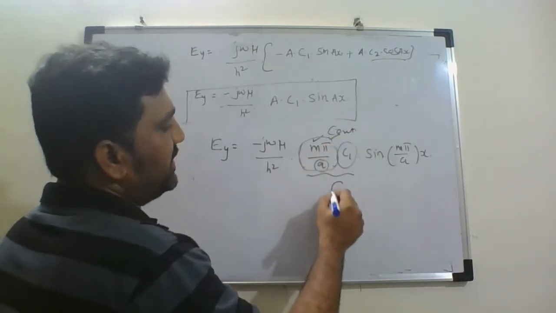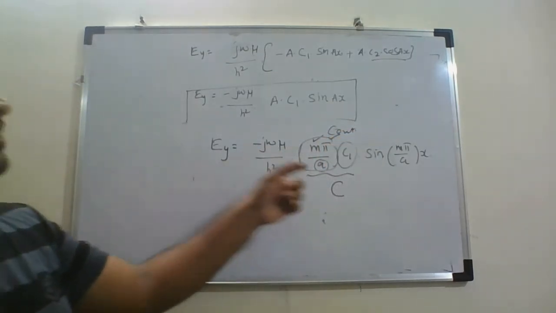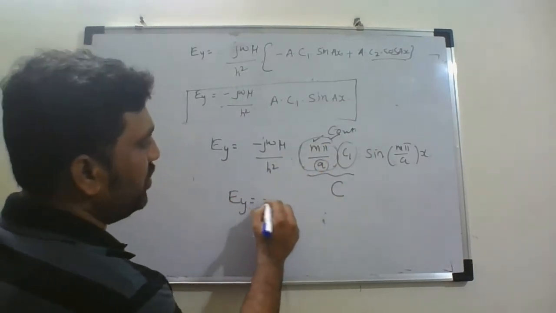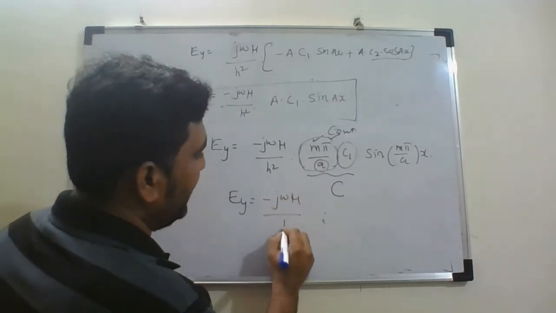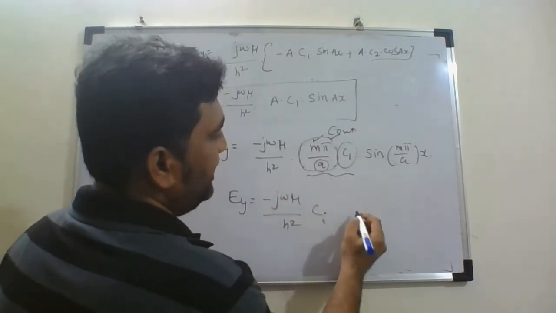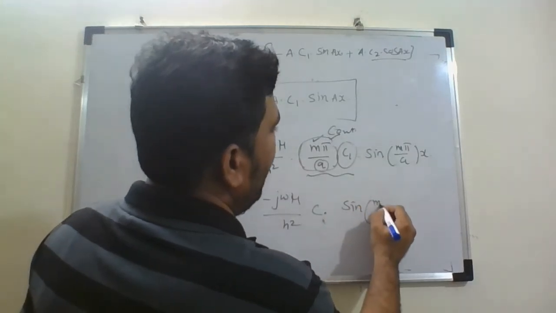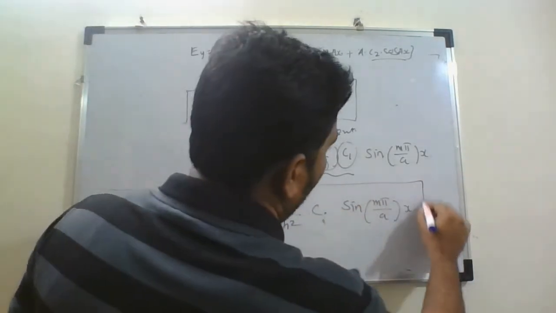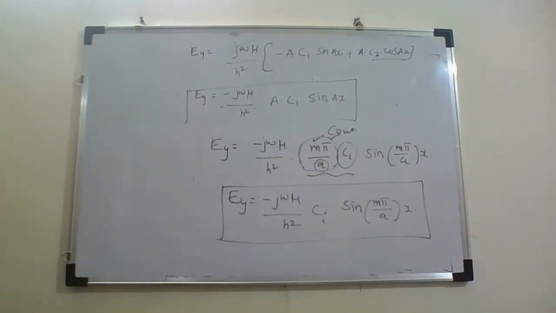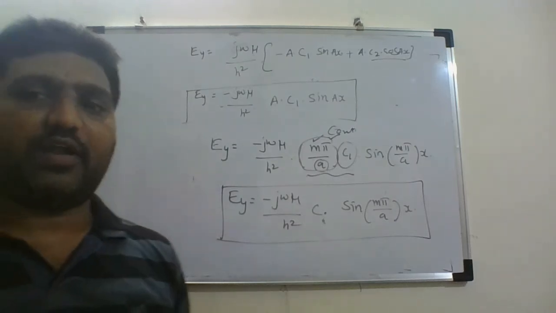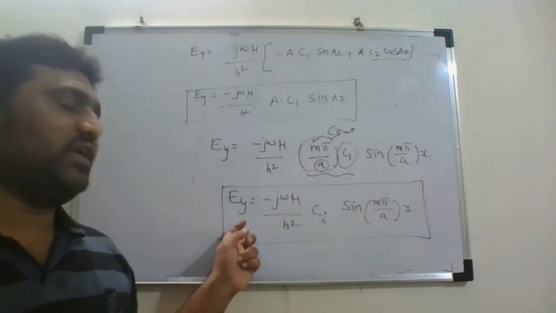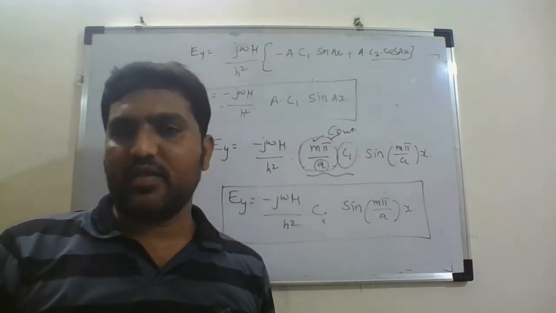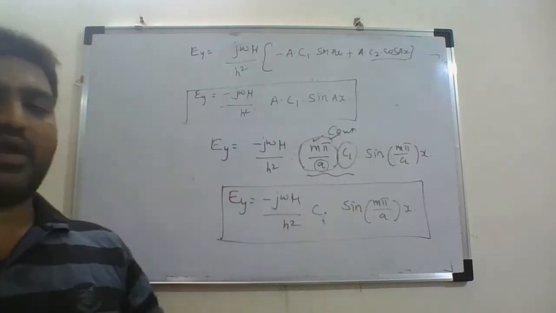We can call that constant C. Let us consider this entire term as C. So I can write Ey is equal to minus j omega mu by h square into C, into sine of m pi by A into X. This is the expression for the electric field component Ey in the waveguide for the TE mode of propagation. Clear with this? I think understood.